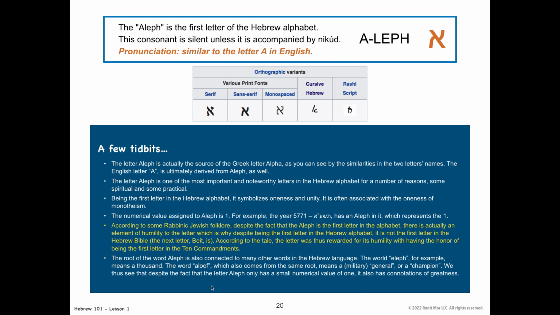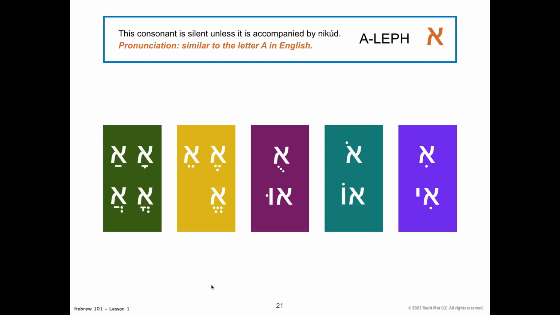The root of the word Aleph is also connected to many other words in the Hebrew language. The word Aleph, for example, means 1,000. The word Aluf, which also comes from the same root, means a military general or champion. We thus see that despite the fact that the letter Aleph only has a small numerical value of 1, it also has connotations of greatness.